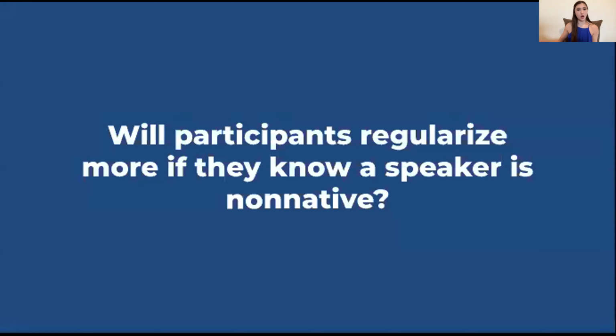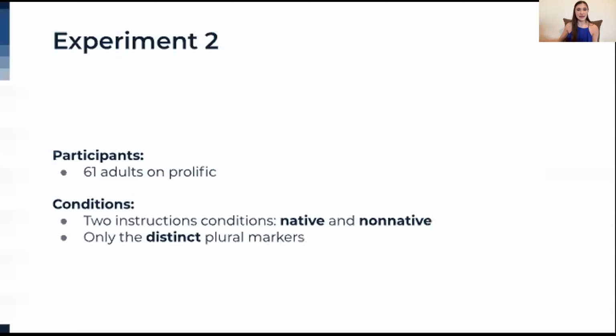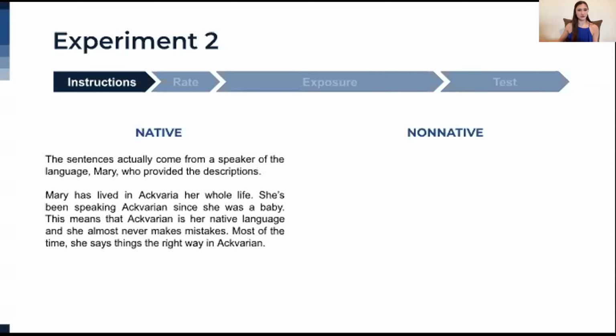So next we wanted to know whether they would regularize more if they know a speaker is non-native. In experiment 2, we ran another 61 adults. This time we had 2 instruction conditions, native and non-native, and we used only the distinct plural markers. We did this because we wanted to move away from using typos. If the hypothesis is to be extended to children learning languages, typos obviously won't work. So we wanted to see a shift in regularization behavior based on the subtle linguistic cues that could be present in the input. Here's what the instructions looked like.